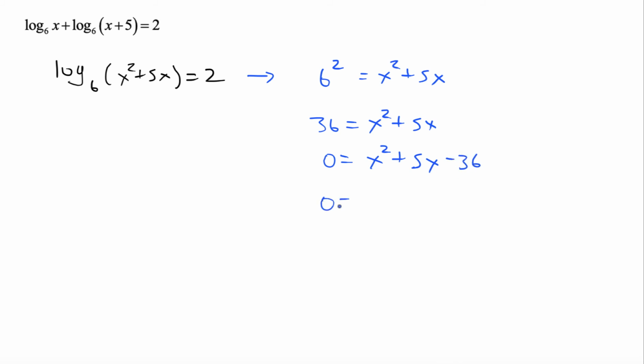Now you notice we can factor this one. It becomes x plus 9 times x minus 4. So we get two solutions for x here. We get x is equal to negative 9 and x is equal to positive 4.